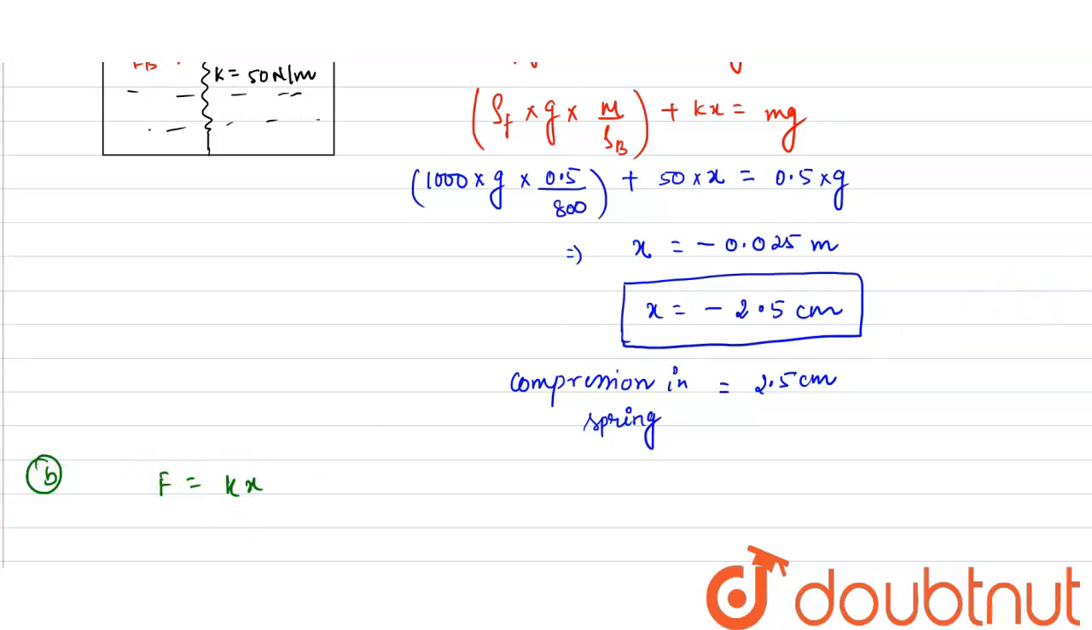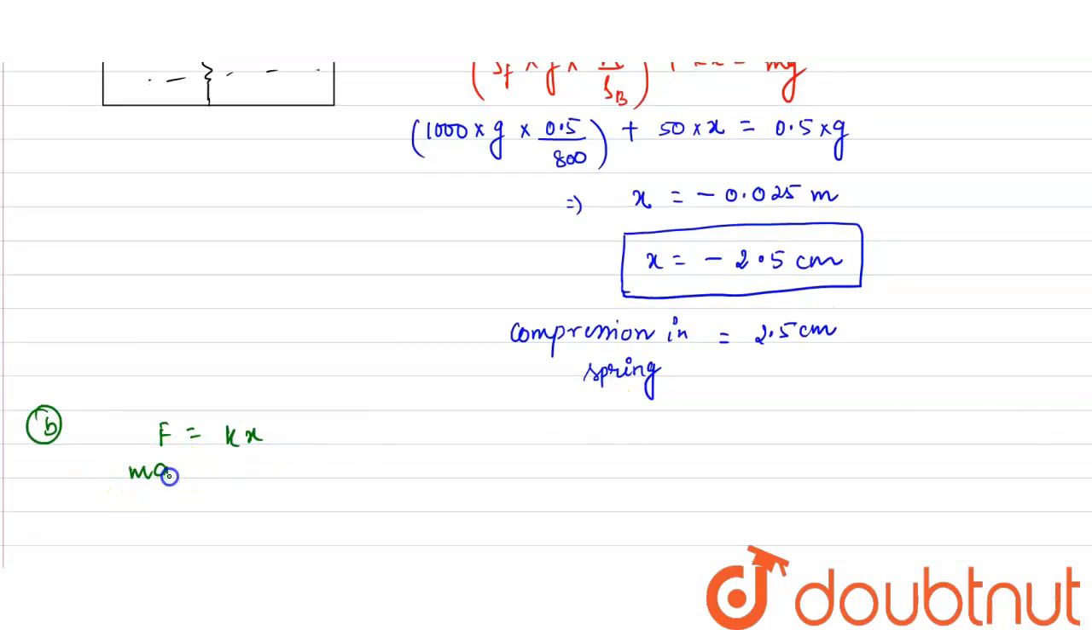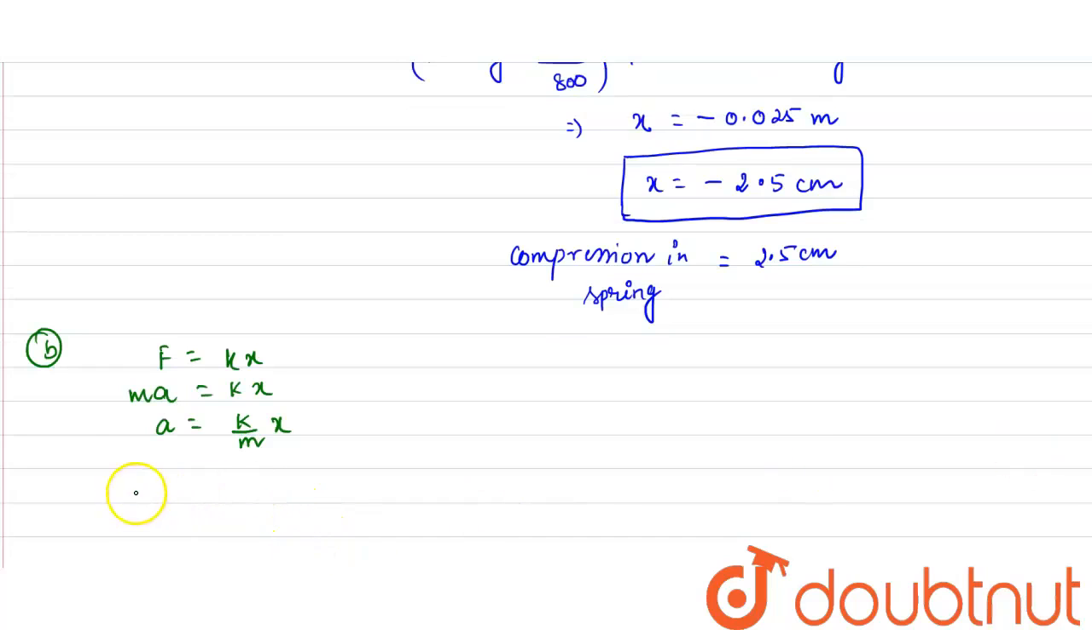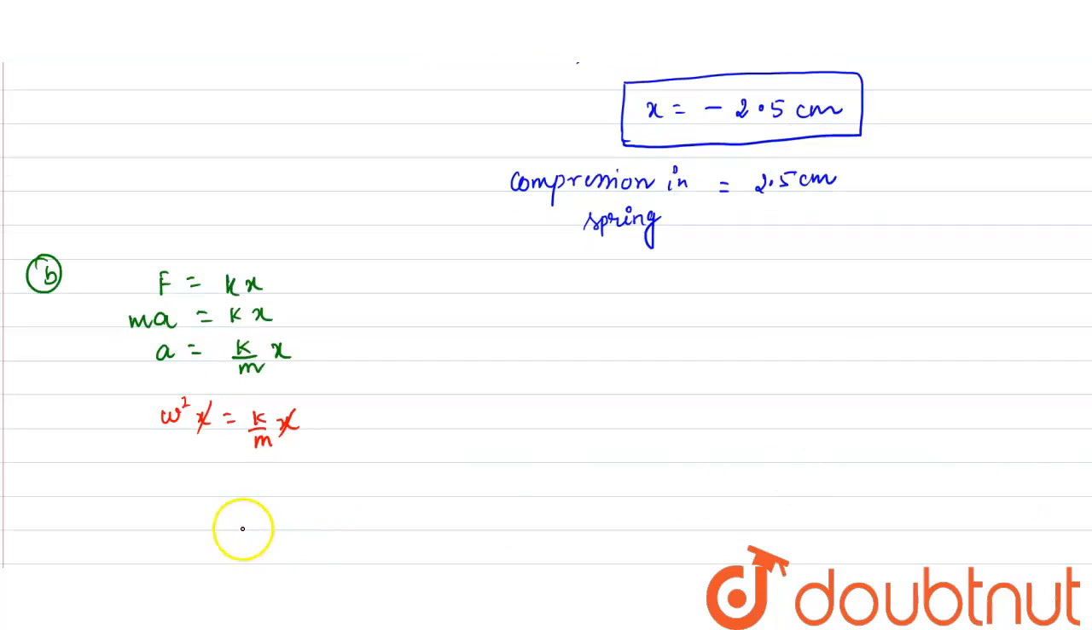So for the second part, the unbalanced force F will be due to the spring and will be equal to kx. The force is also written as mass into acceleration, which equals kx. Acceleration will be k by m times x, and for SHM we know that acceleration is omega square x. So omega square x equals k by m into x. From here x and x get cancelled, so omega comes out to be under root k by m, and as we know the time period is given as 2 pi by omega, so it will be 2 pi under root m by k.